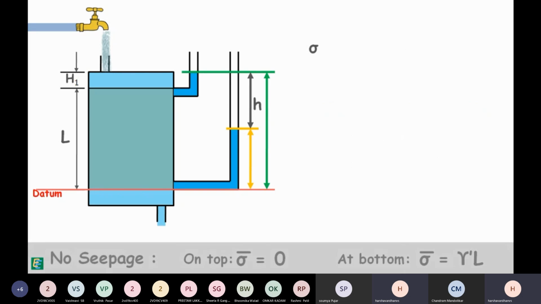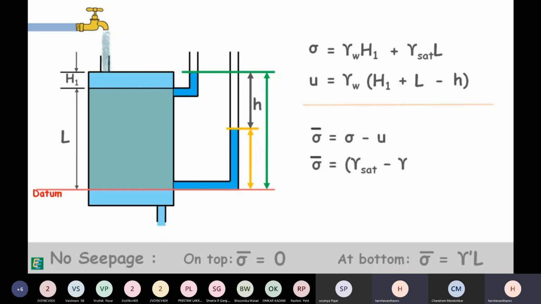Total stress at the bottom of the soil is stress because of water, gamma w h1, plus stress because of saturated soil, gamma sat L. Pore water pressure at this plane is gamma w multiplied by the height of water column, h1 plus L minus head loss, small h. Hence, we can write effective stress as this. And this quantity is submerged unit weight of soil.